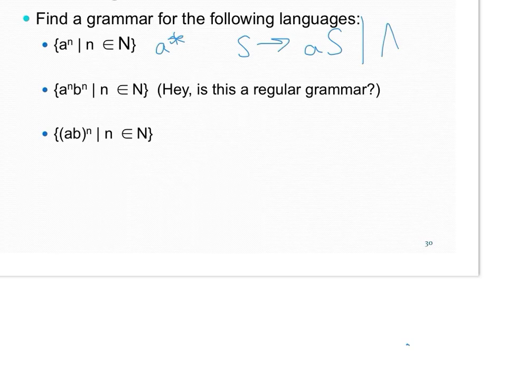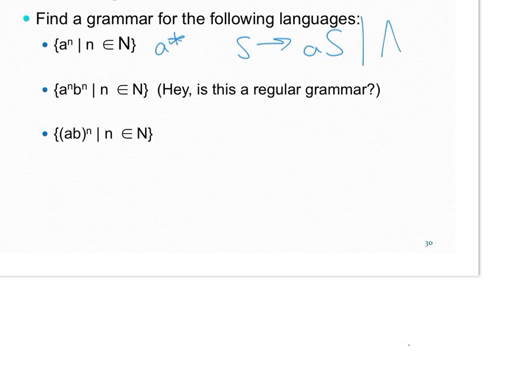This next one, a to the n, b to the n, right? So 0 or more a's and b's. So 3 a's, then 3 b's, or 27 a's and 27 b's, or lambda, the empty string. And in fact, no, this is not a regular grammar. But just because it's not a regular grammar, remember, we're not doing regular grammars right now. We're just doing grammars. So we can do a grammar for this. It will not be a regular grammar because our language is not a regular language.